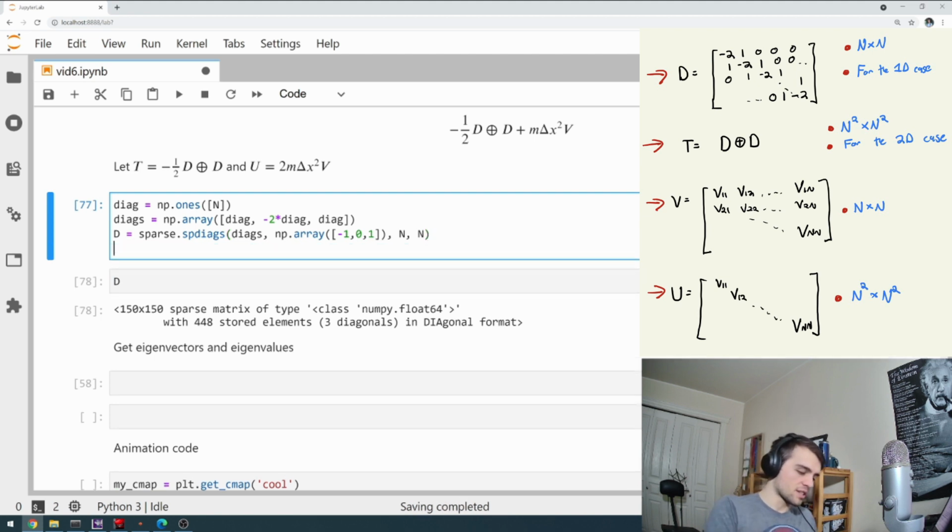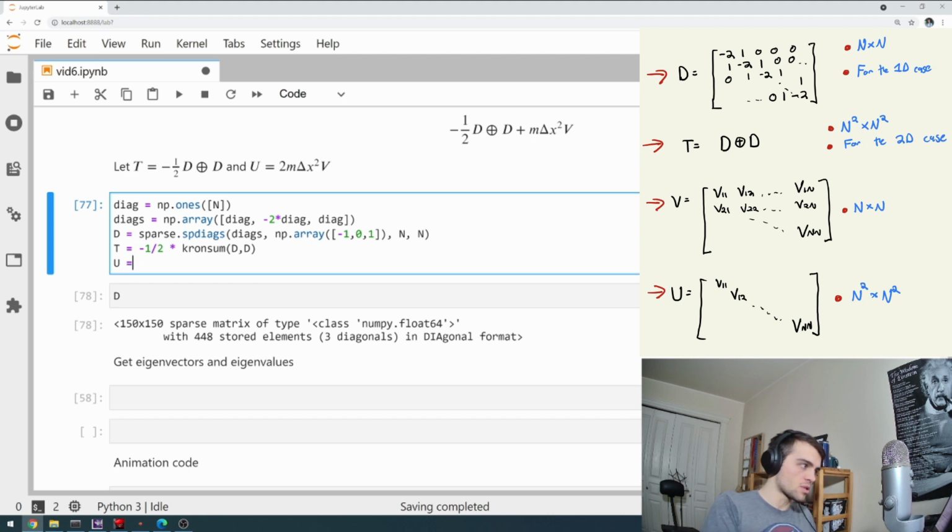And then it's easy to construct T. T is just -1/2 times, and there's an easy function for this, the Kronecker sum. Look how easy that is. Super difficult to do on paper, but easily done here. And we'll construct U as well.